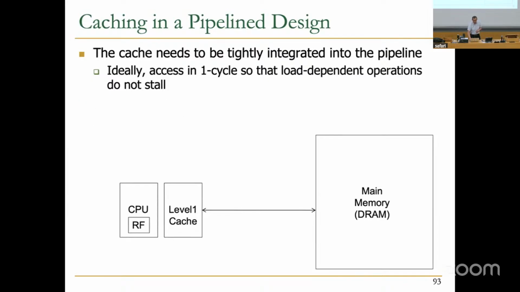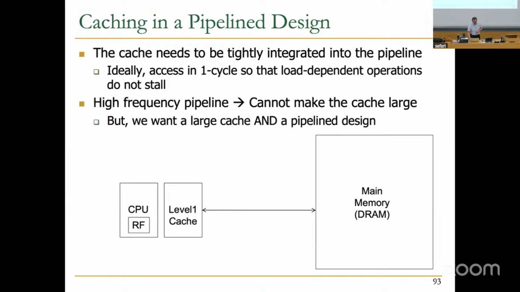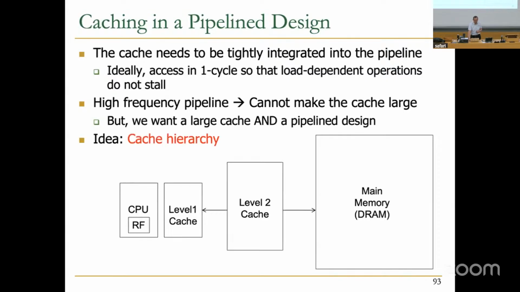The problem is going to be small, right? So if you have a high frequency pipeline, you cannot make the cache large, but you ideally want a large cache in a pipeline design. Right? It just doesn't work. If you want to access the cache in only one cycle, you need to make that cache small. This is another reason why we have a hierarchy, basically. Instead of having just one level 1 cache, we have a level 2 cache. Level 1 cache can be one cycle to satisfy the needs of the pipeline. But level 2 cache can have a longer access latency, except the processor needs to stall to access the level 2 cache, or you need to do out-of-order execution to tolerate the latencies that happen in the level 2 cache.